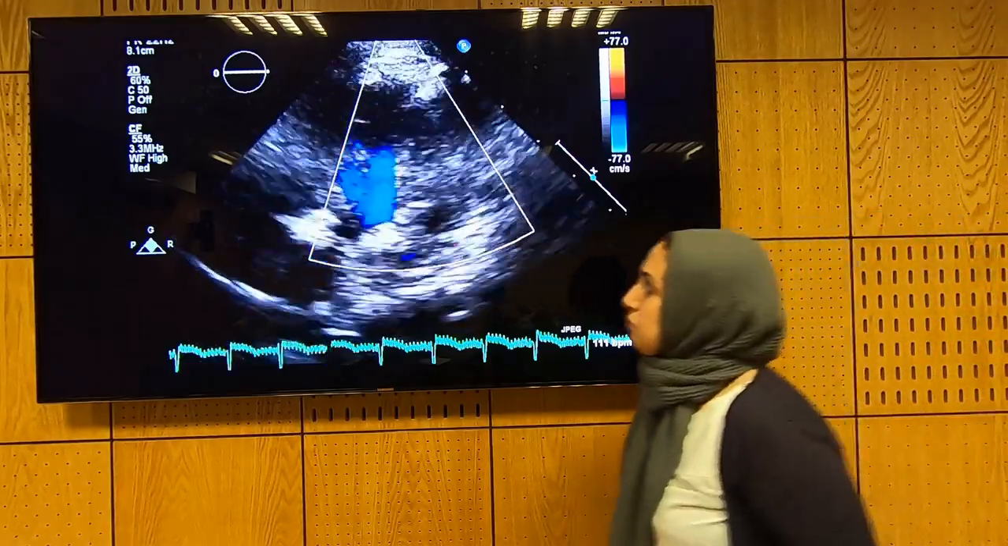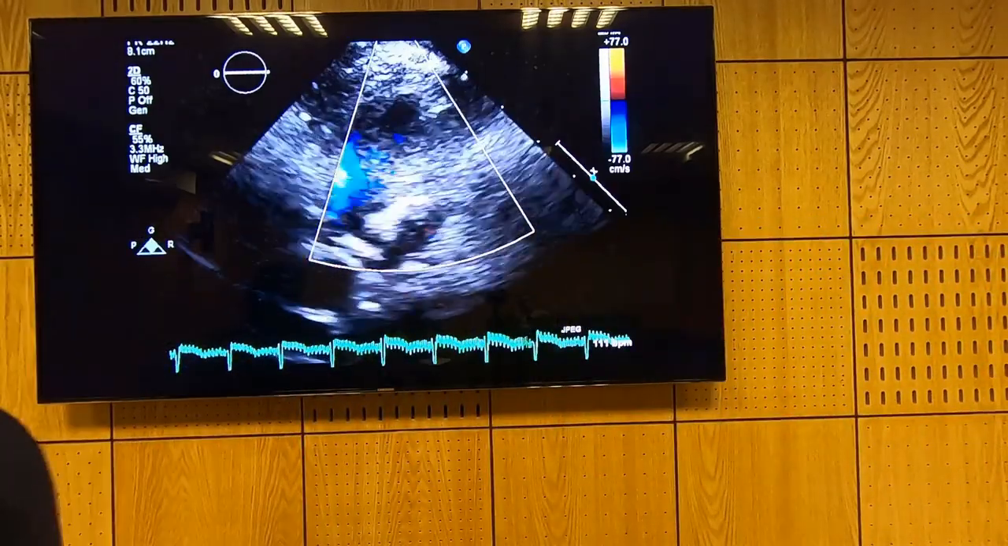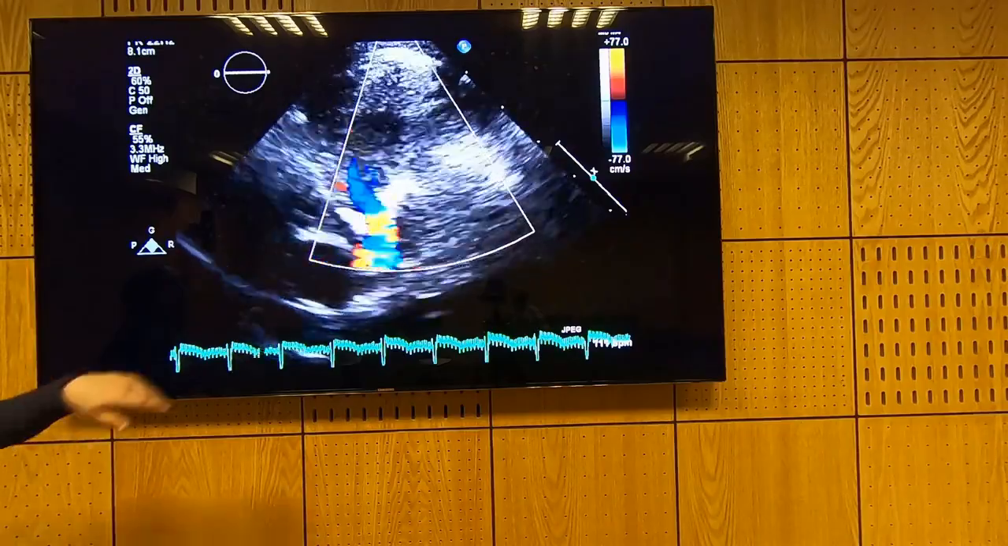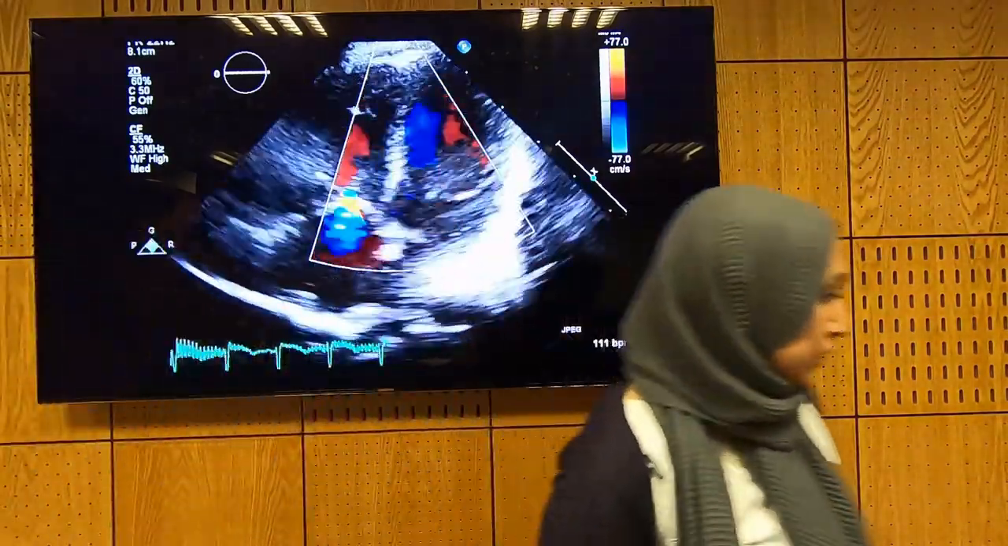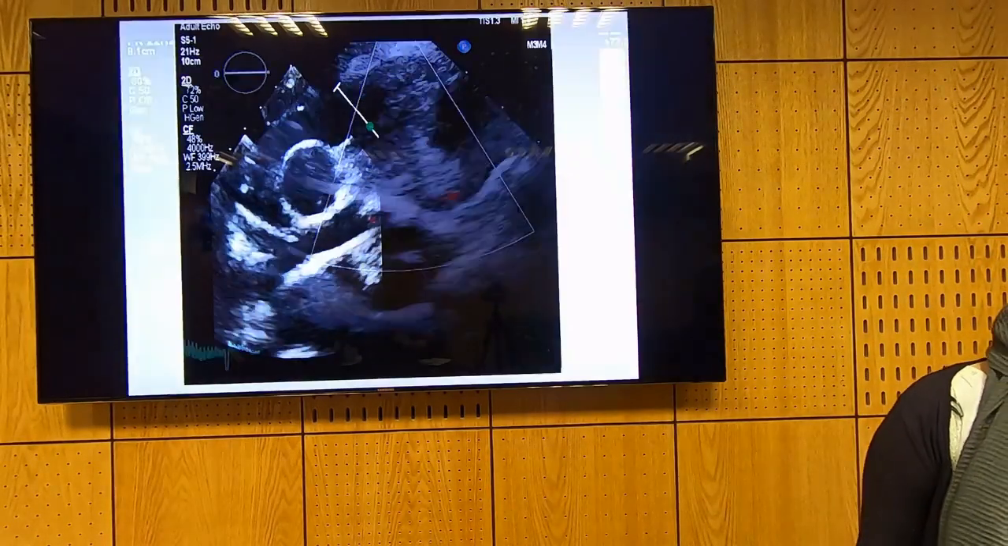Okay. This is the loop of the heart. I think it's a bit difficult, so we will go again to this example.